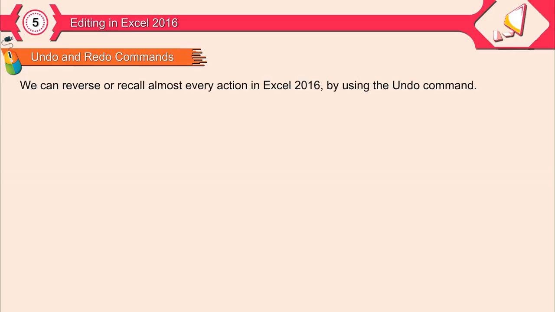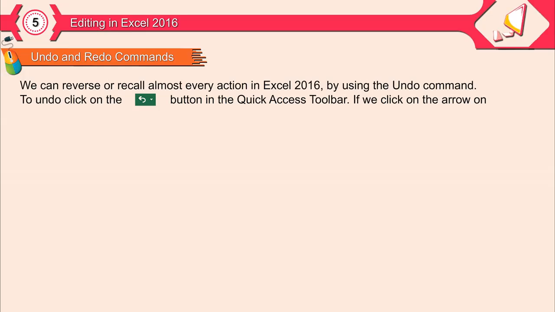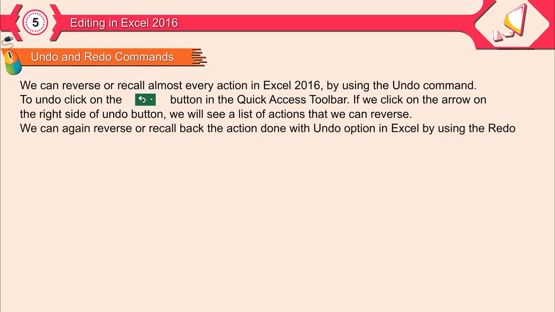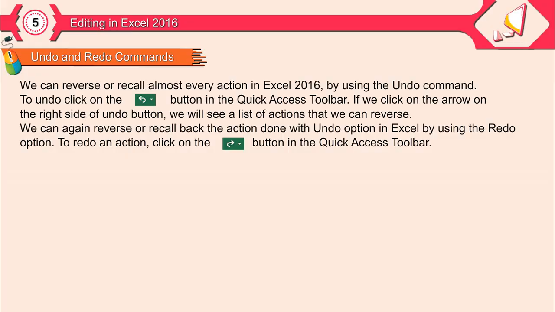Undo and redo commands. We can reverse or recall almost every action in Excel 2016. By using the undo command, to undo, click on the undo button in the Quick Access Toolbar. If we click on the arrow on the right side of the undo button, we will see a list of actions that we can reverse. We can again recall the action undone with the undo option by using the redo option. To redo an action, click on the redo button in the Quick Access Toolbar.